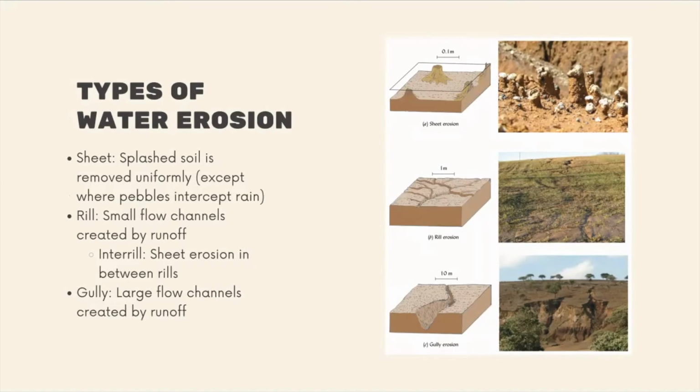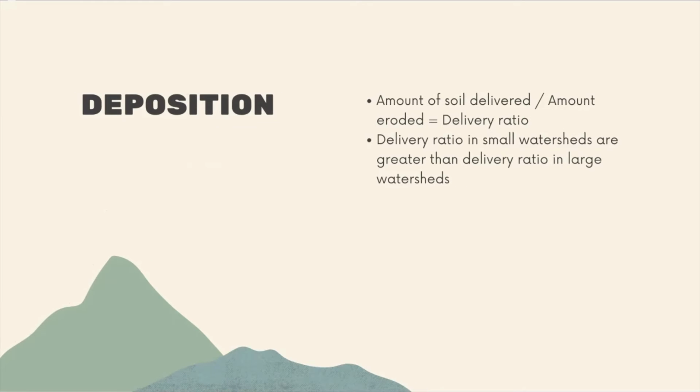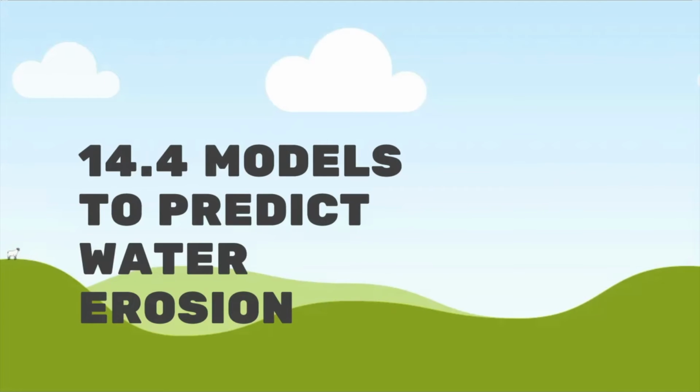So sheet is basically when splashed soil is removed uniformly except where pebbles intercept the rain. Rill erosion is small flow channels created by runoff. And then there's also interrill, which is sheet erosion in between the rills. And then gully erosion is large flow channels created by runoff. And then the last step of water erosion is deposition. And for the delivery ratio, that's basically the amount of soil delivered over the amount eroded. And the delivery ratio in smaller watersheds is going to be greater than delivery ratios in large watersheds.